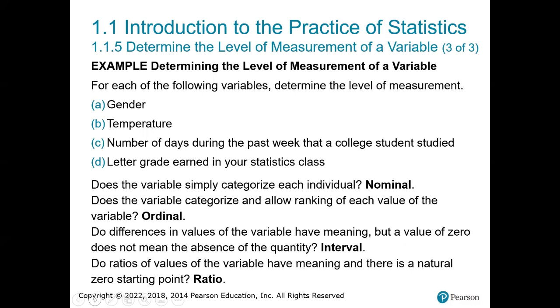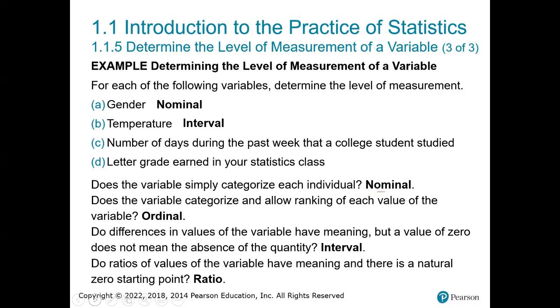All right, so let's take a look here. First one is gender. Gender is simply a variable used to categorize yourself, so it is nominal. Temperature, we kind of already talked about that. There is a difference in variable meanings, but 0 does not mean 0. 0 does not mean there is no temperature. I can go negative. So temperature is an interval.